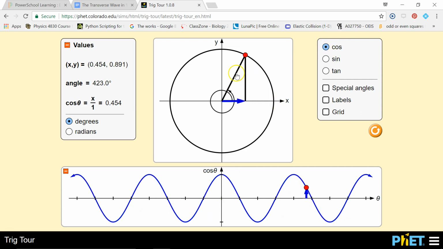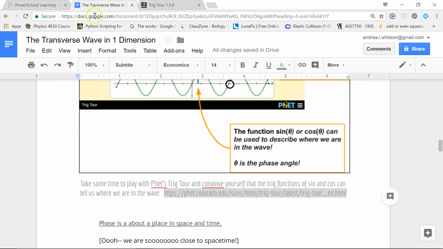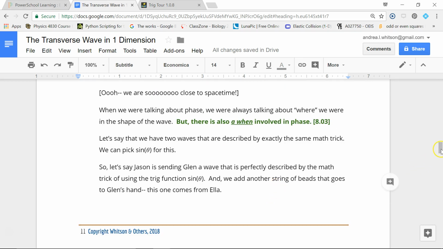So that's why we use the sine and cosine functions to talk about waves. And when we're talking about phase angle, remember phase: where am I in this wave? Angle means I'm using one of the trig functions so that I can tell where I am in that wobbliness. All right, so theta is the phase angle.